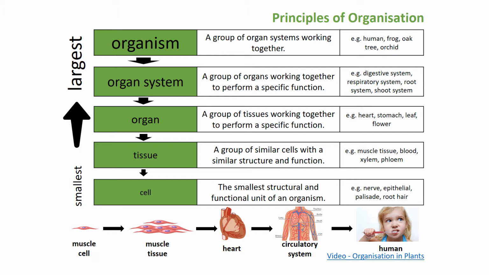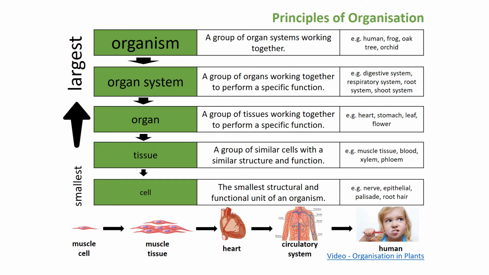You've got obviously the stomach, which is an organ. You've got the small intestine, which is an organ, the large intestine. But all of those together perform a function of breaking down food from large insoluble molecules to small soluble molecules. There's also ones in plants as well, so the root system and the shoot system as well. Now, that's the next level of organization.